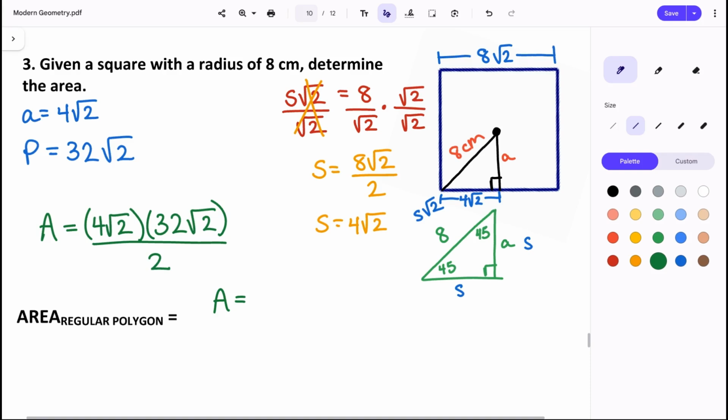Or, since there's a 2 on the top, that cancels with the 2 on the bottom, you can just take 4 times 32. What do you get? 128, and what's my label? Centimeters squared.